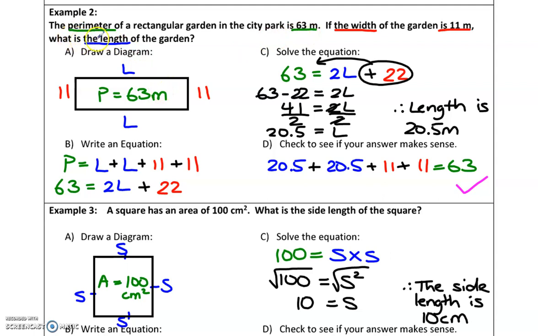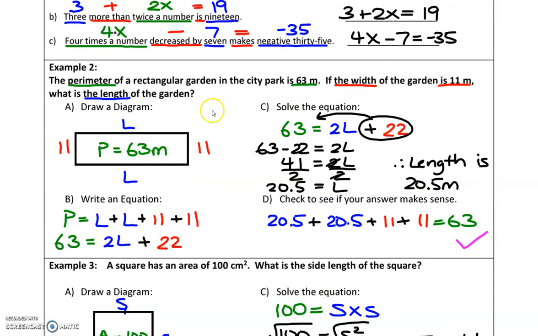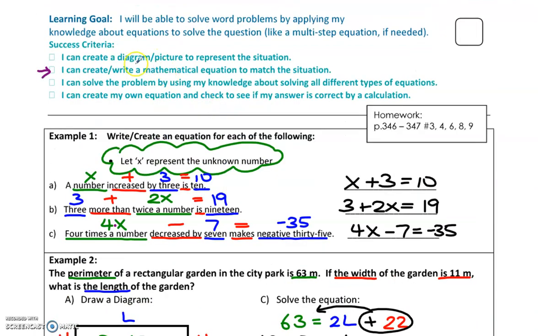Now it says, what is the length of the garden? Since we don't know that, why don't we just put 2 L's? Or if you want, you can put those X's again, that's fine. Any letter you want, but I decided length, just use L. So I'm going to put that in blue right there, color-coded with this. Okay, so that first step in my learning goals right here was to draw a diagram.